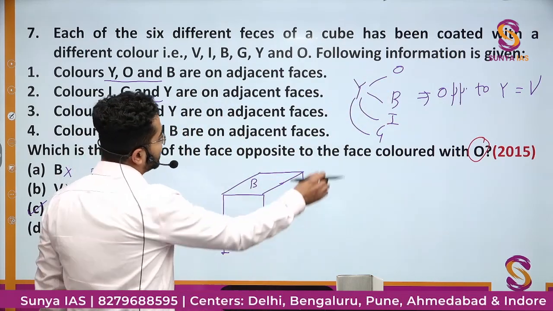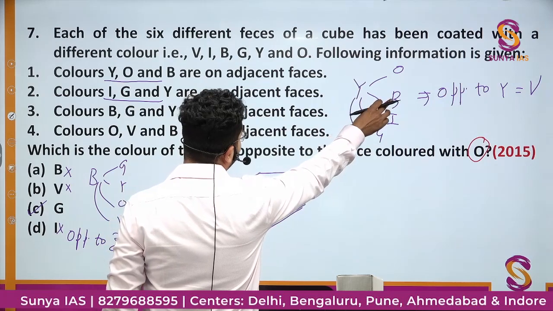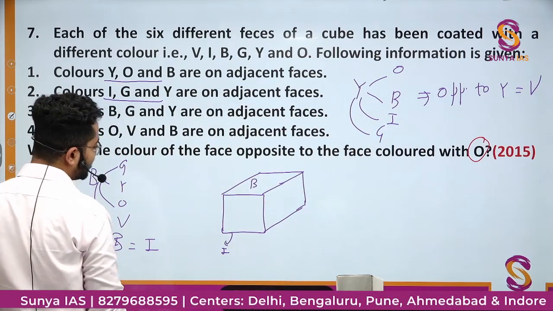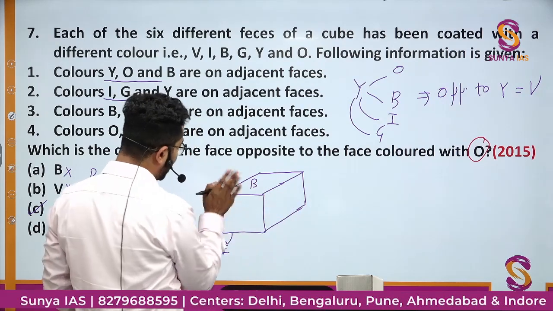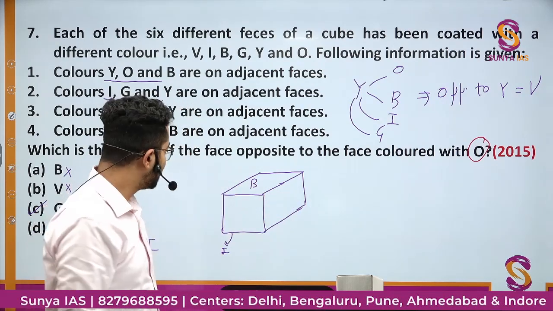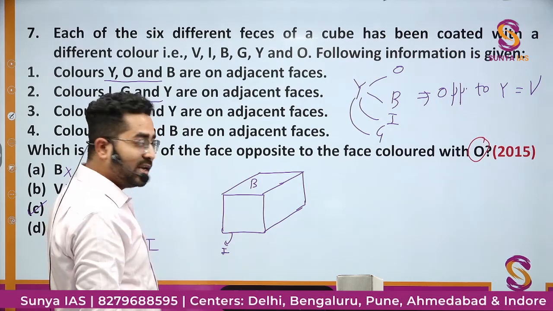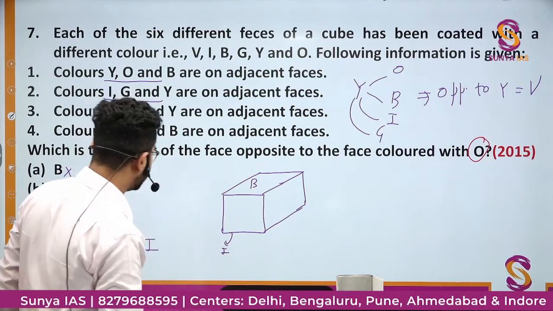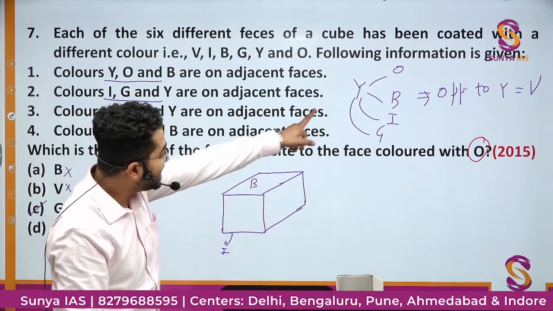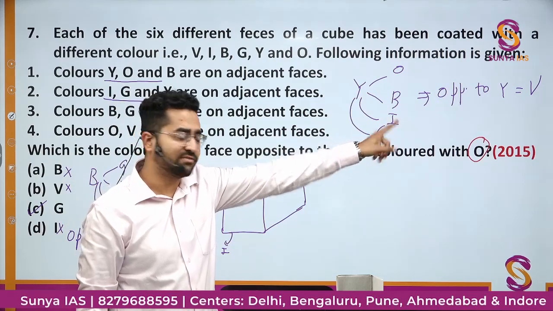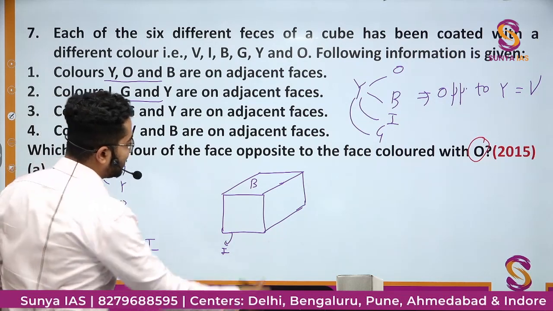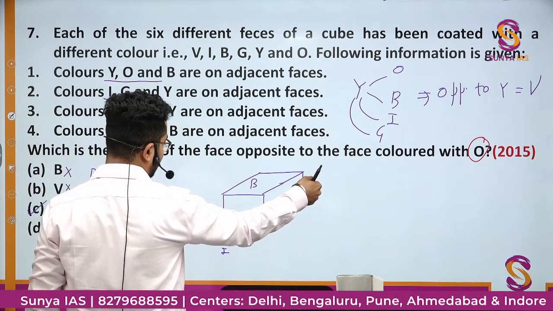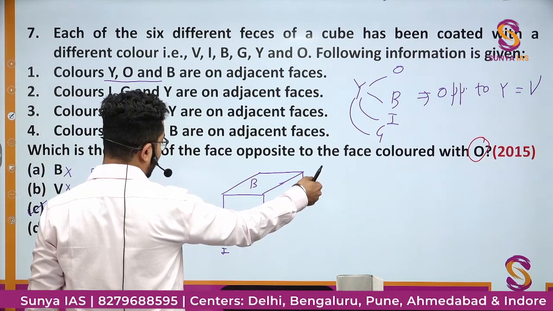Now you can do one thing. Y is an adjacent face of B. So y can come out of any place. Here, here, back side or this side. Right? Y can come at any place. Now we see I is coming here. Y has I also as an adjacent face. So definitely y cannot come here. Bottom में नहीं हो सकता.